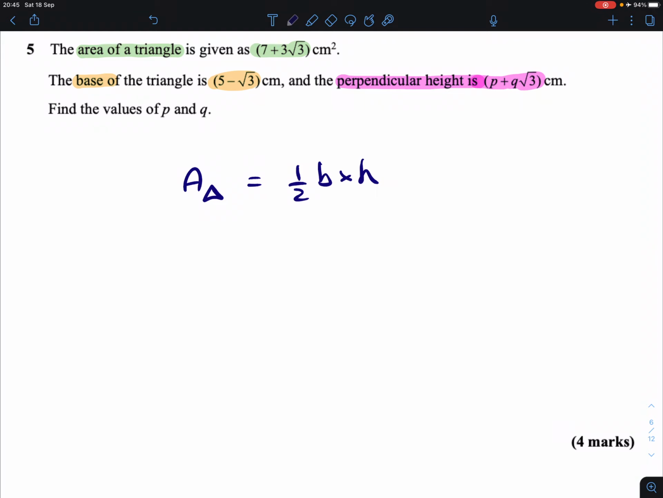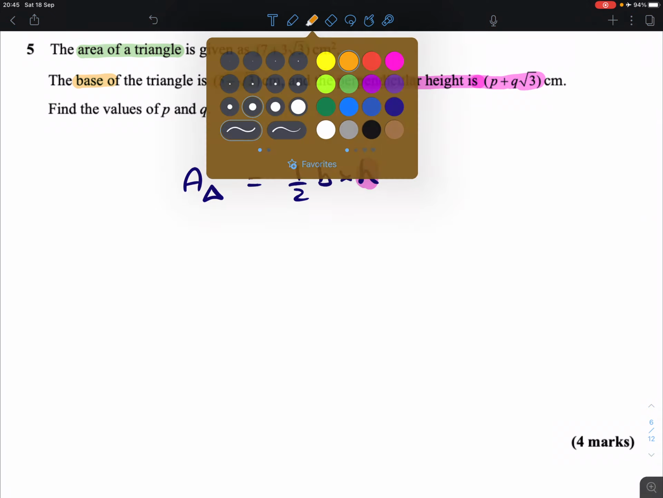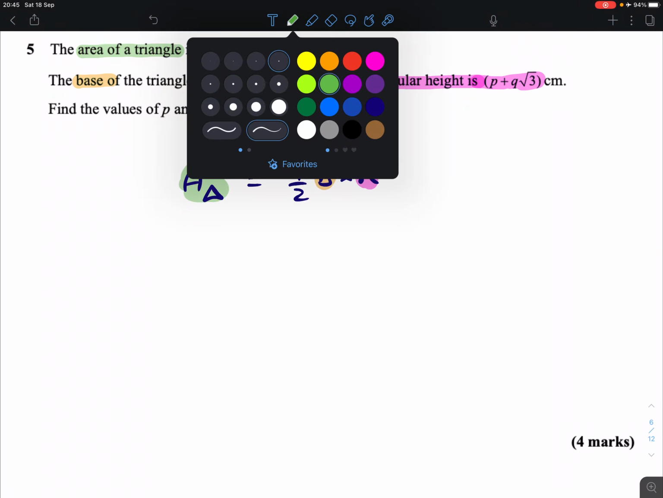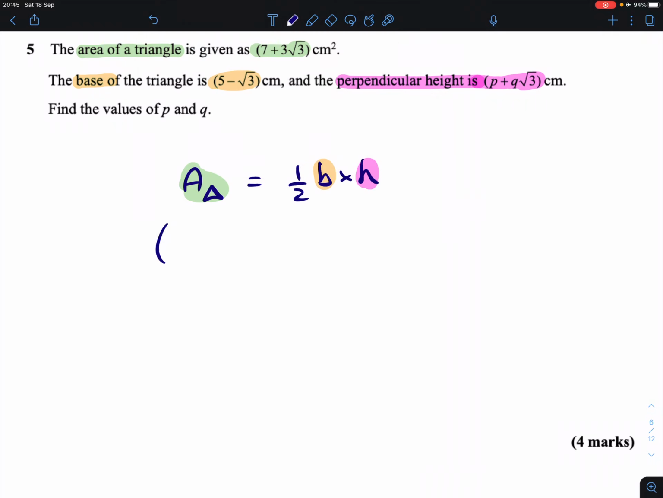The perpendicular height, we have this p plus q root 3, which we're going to sub in there. The 5 minus root 3 is the base of the triangle, which we're going to sub in there. And the area of the triangle we've been given, which is 7 plus 3 root 3. So substituting all of those in will give us the following.